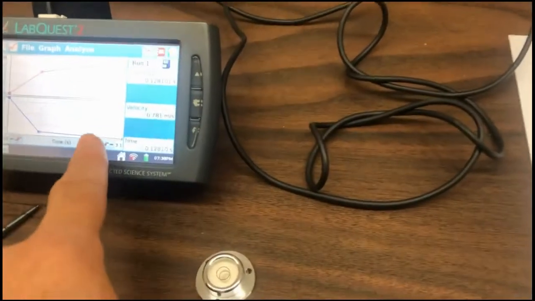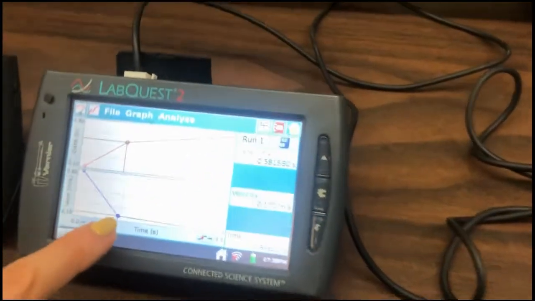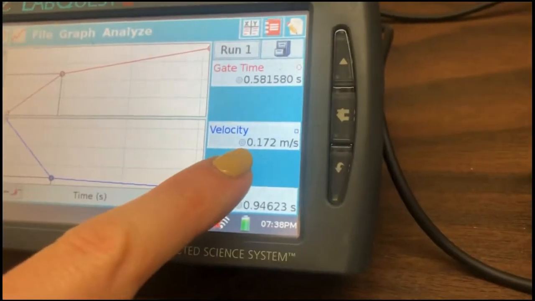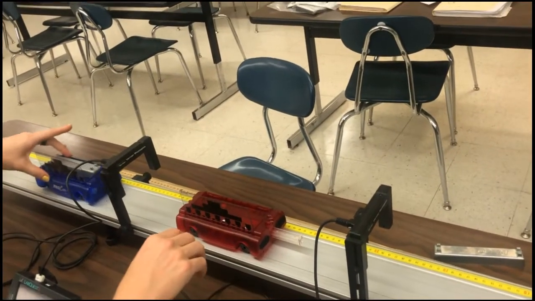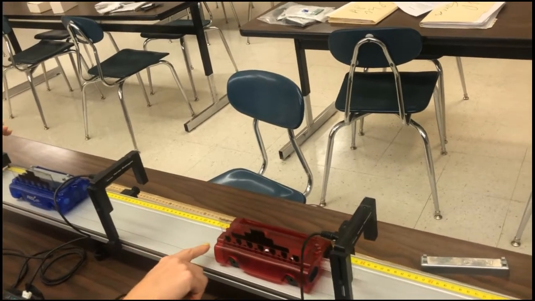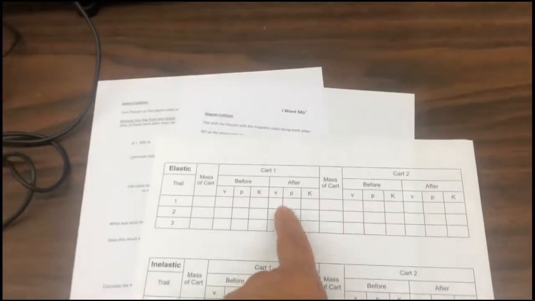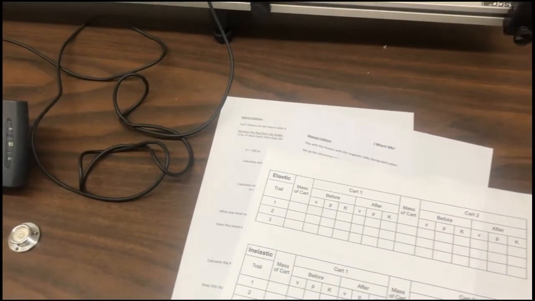Now, for cart 1 after, this is going to be negative 0.172. So it hit the guy right here, right? Yes. And it went this way, and then it went back, because this guy went slowly. So the velocity afterward should be negative 0.172 meters per second. Got it? Sweet. Okay.